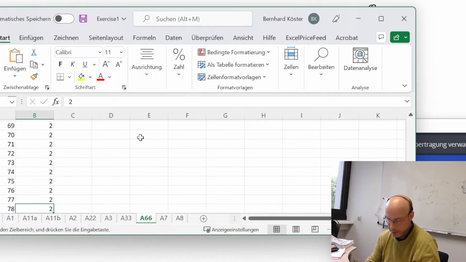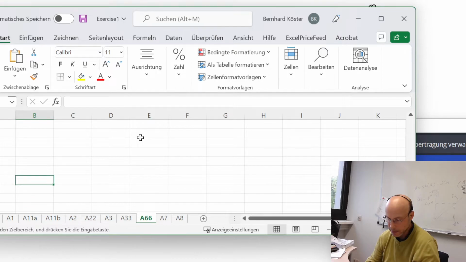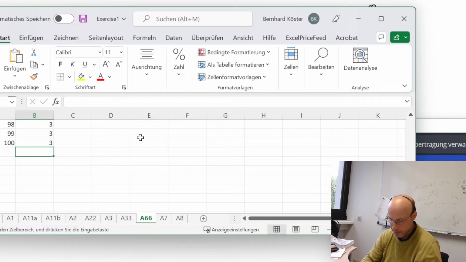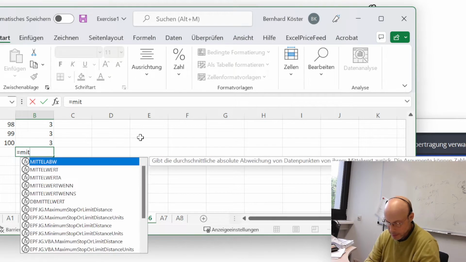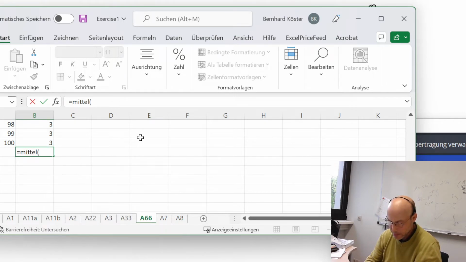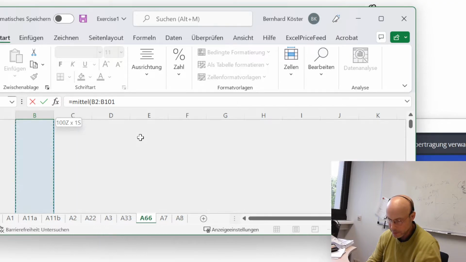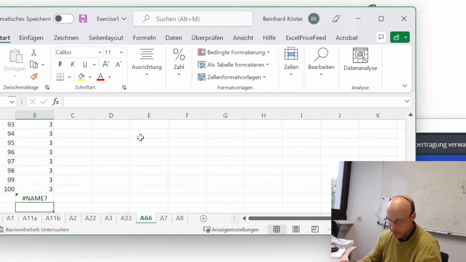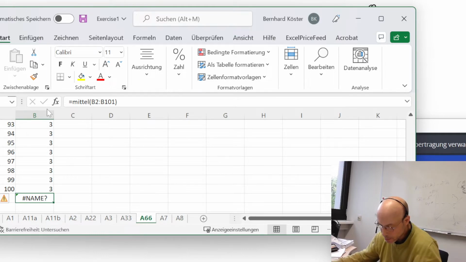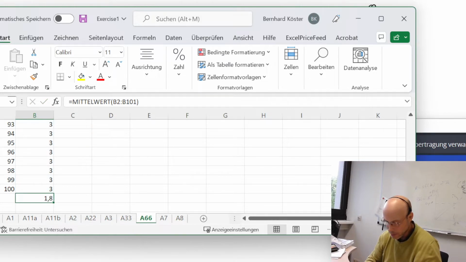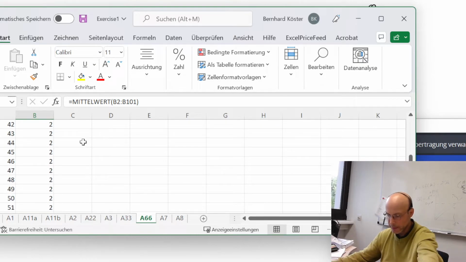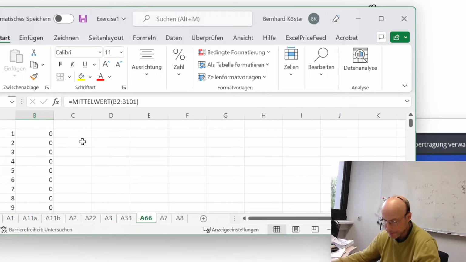So at first, let's also use the formulas that you practice to use Excel. Arithmetic mean means just, there's something missing, mean. So 1.8. Fortunately, we have calculated this in the right way.